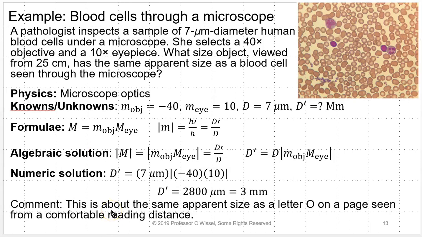Just as we've done all along, you should always write down the physics, the knowns and unknowns, and the formulas. So the physics is microscope optics. The knowns and unknowns are that magnification of the objective is minus 40. The minus means it's upside down. This is where the 40 comes from. Magnification of the eyepiece is 10. That's where this comes from. The diameter of the cell is 7 microns. D prime is the apparent size in microns, which is what we're looking for.